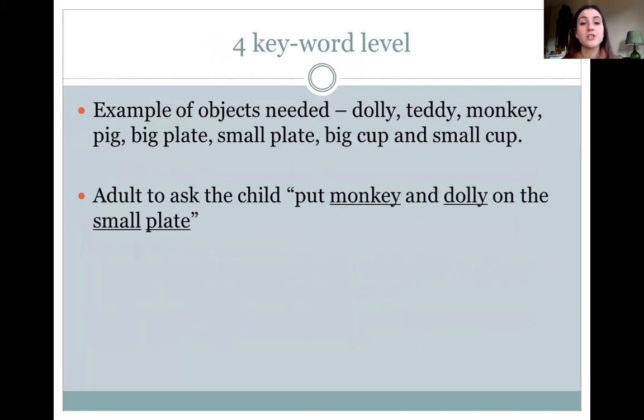And then moving on to four keyword level instructions. So some examples of the objects needed for this level would be dolly, teddy, monkey, pig, big plate, small plate, big cup, and small cup. And you can ask your child, "Put monkey and dolly on the small plate."